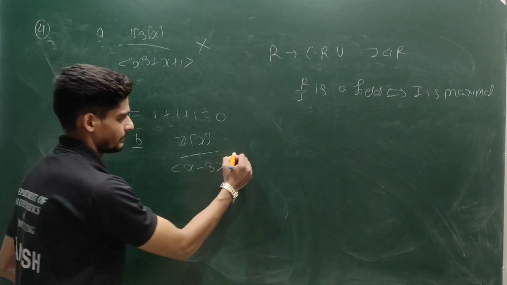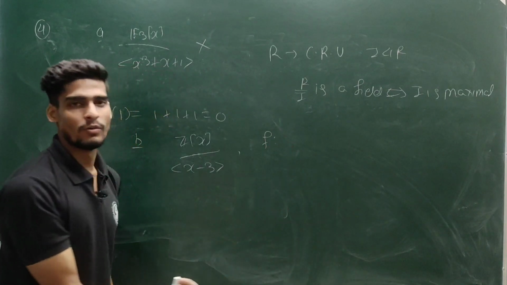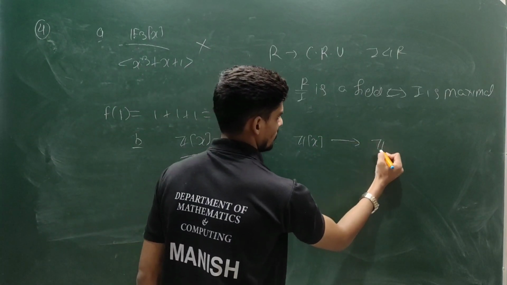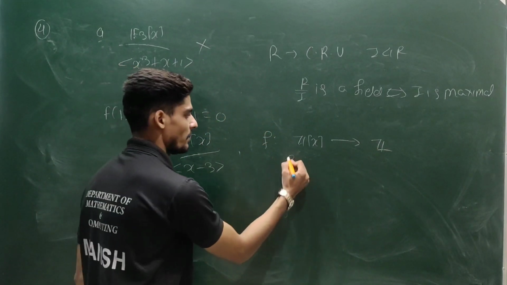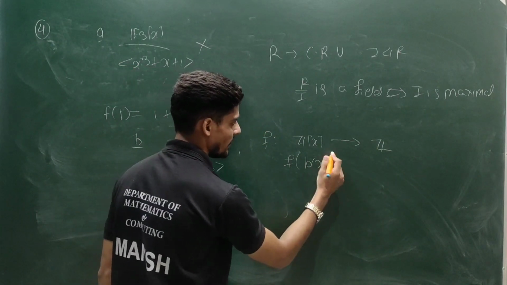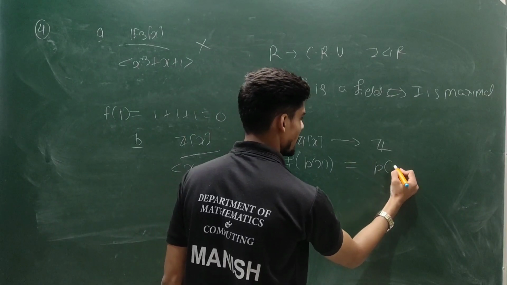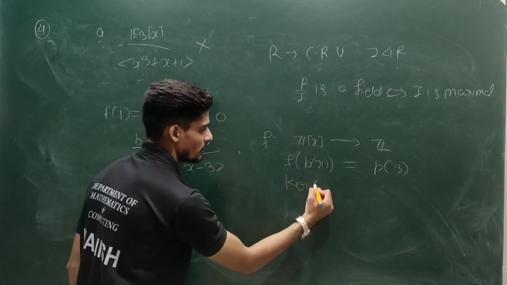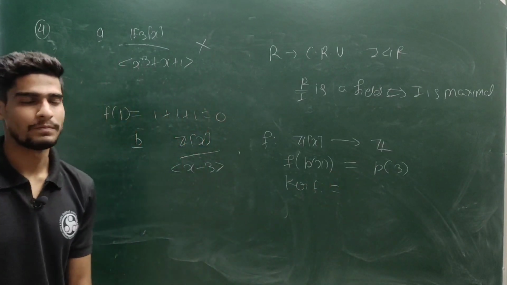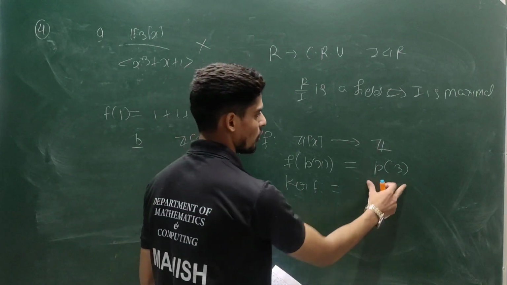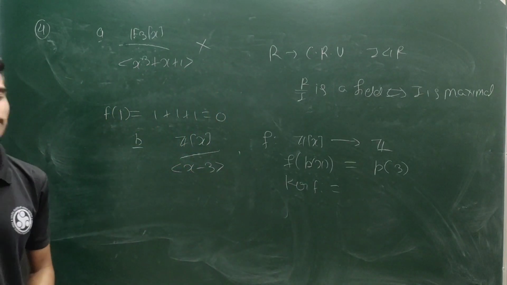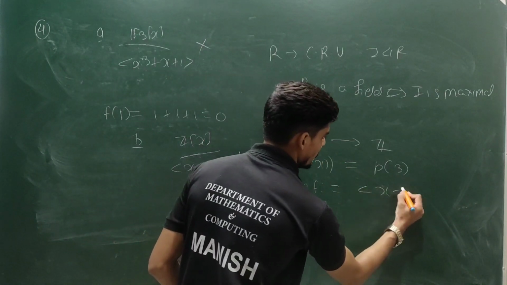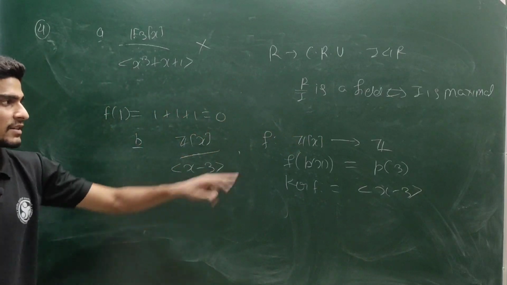See, let me define one homomorphism from Zx to Z itself. I am sending my polynomial, which is defined over integer coefficients, to P at 3. If you want to find the kernel of this homomorphism, clearly this is an onto ring homomorphism. The kernel is the collection of all those polynomials vanishing at point 3. That is, the polynomial will contain at least one factor of x minus 3. So this is the ideal generated by x minus 3. And this is an onto ring homomorphism.